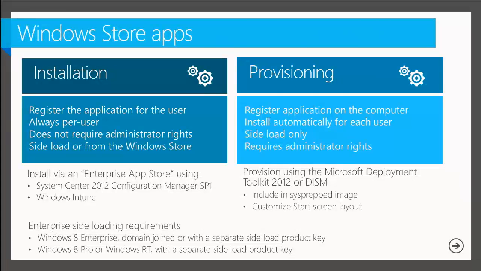They don't require any administrator rights. So any low rights user can do this. You can put restrictions in place via group policy to say turn off the store. But once the machine has been enabled for sideloading, any user, regardless of the rights that they have, is able to sideload applications. The apps can be installed from the Windows Store. Obviously, you go out to the store, you request them, they install. They can also be installed via sideloading, which is what we would typically do via Config Manager or Intune.